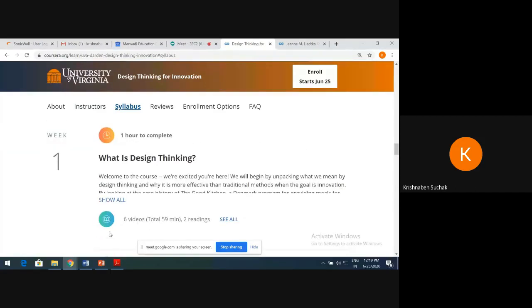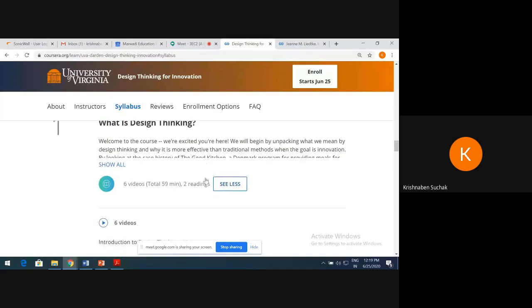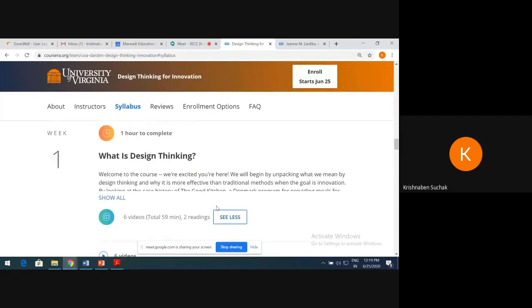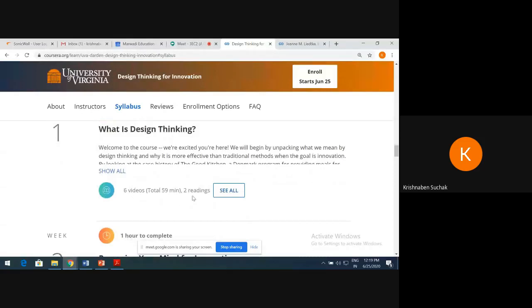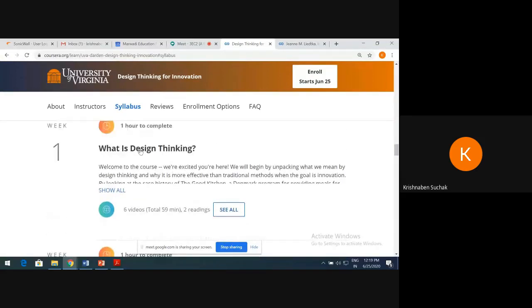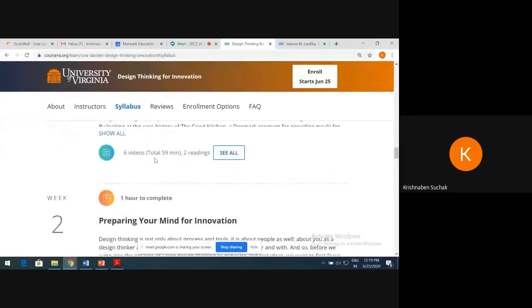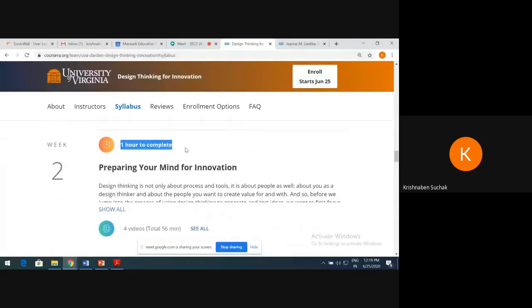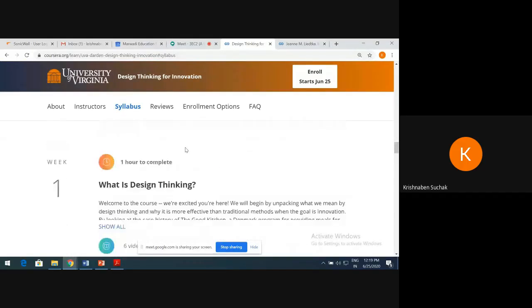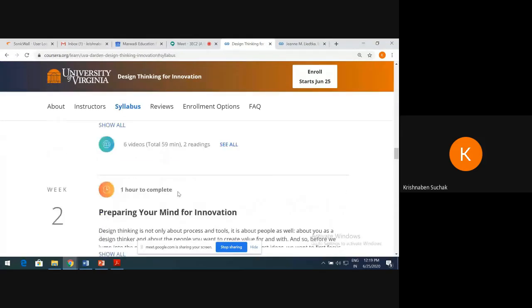In the first week you will have 6 videos and 2 readings. Readings means 2 materials; they will provide you the material. Here you will learn what design thinking is, the basics of design thinking. Timing is also given here: the first week will take 1 hour to complete, and the second week will take 1 hour to complete.